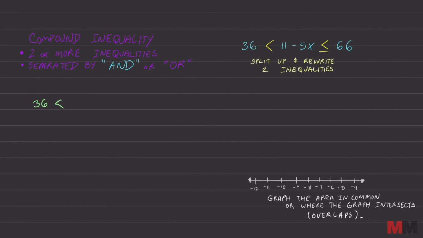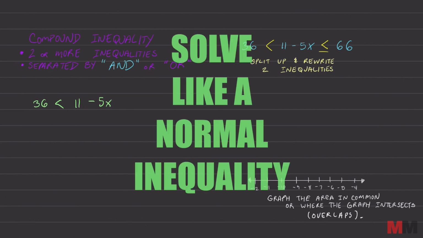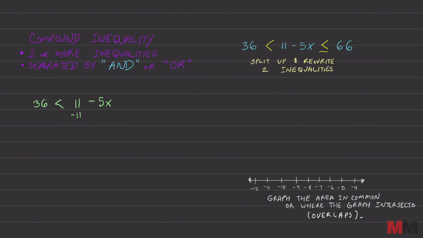36 is less than 11 minus 5x. And you solve it the same exact way as you would a normal inequality, getting x by itself by subtracting 11. Now I got that as 25 is less than negative 5x. And to get x by itself, I would have to divide by negative 5 right here.